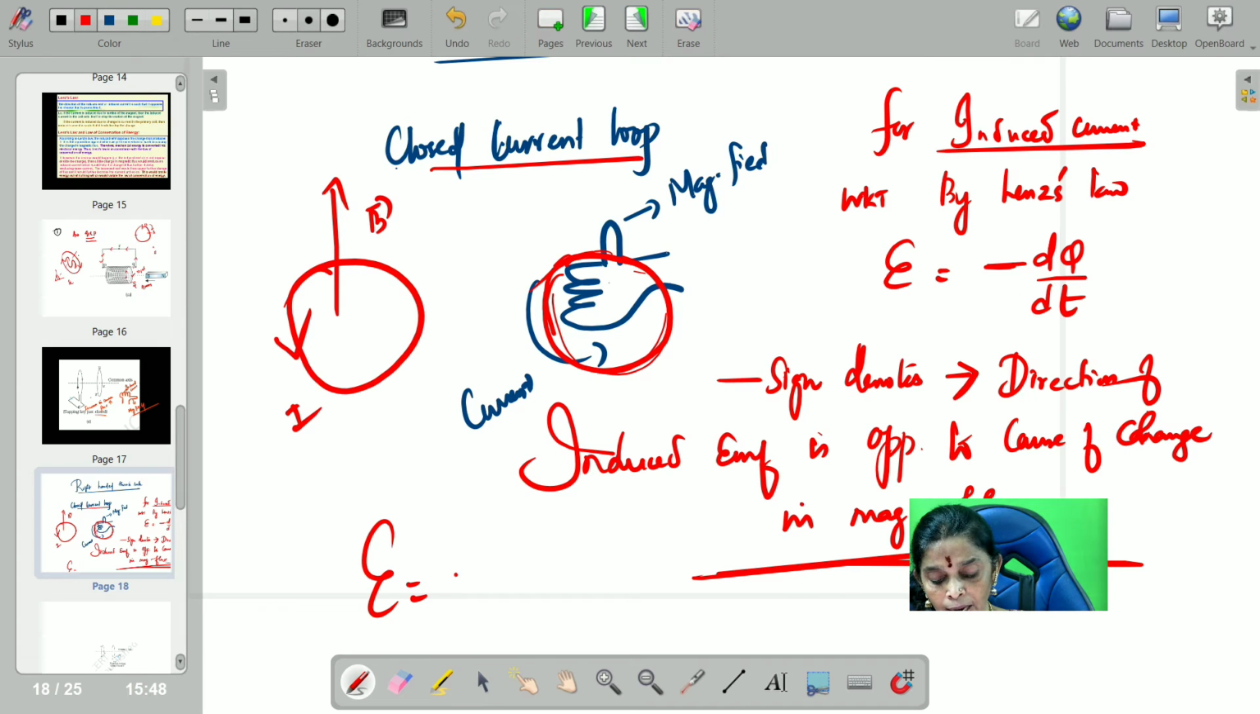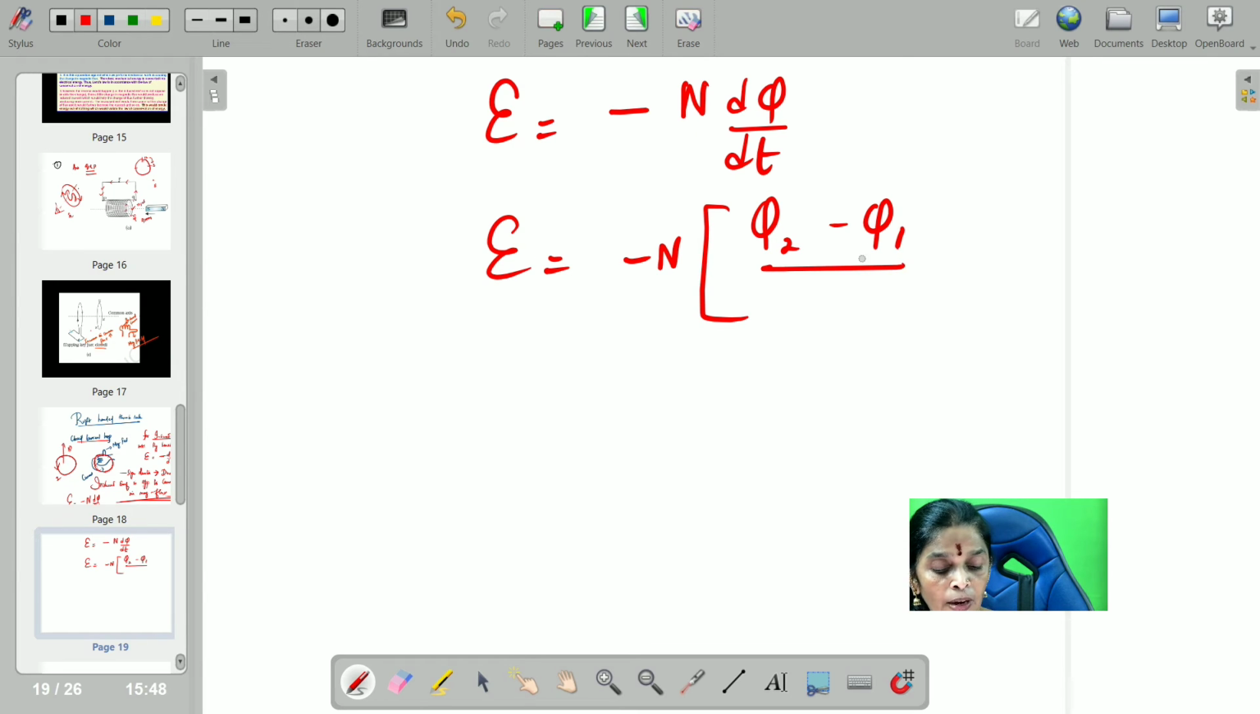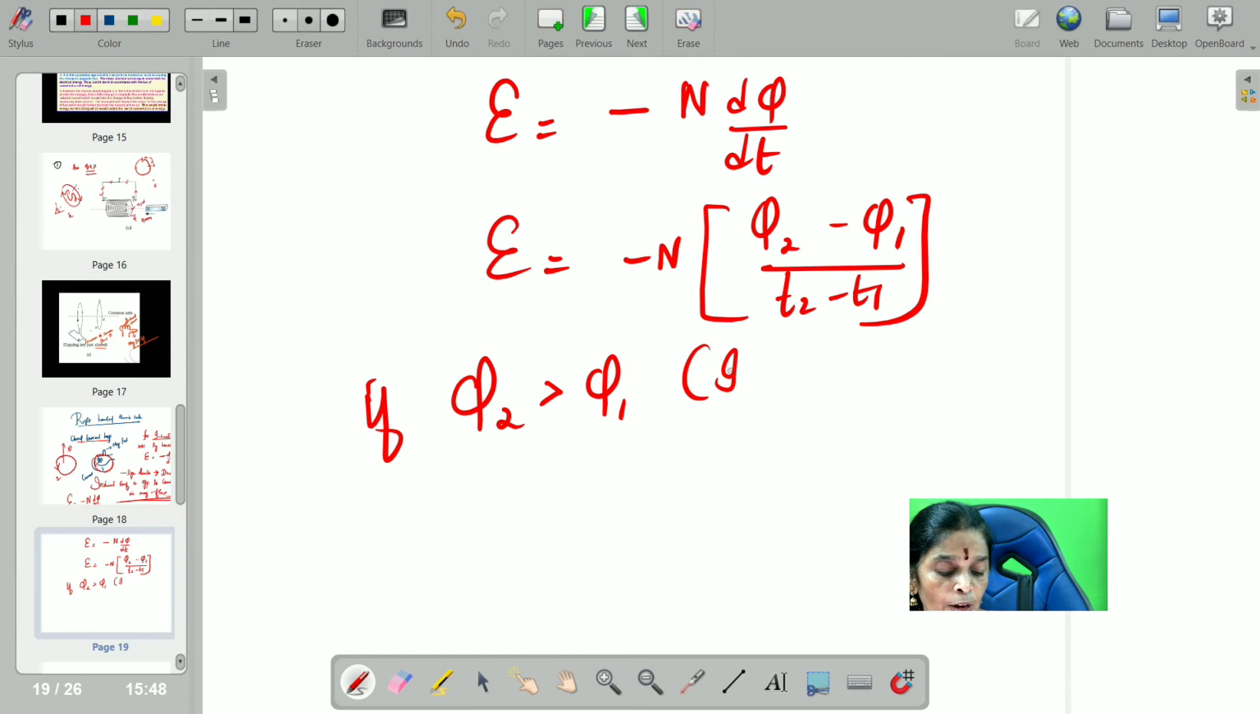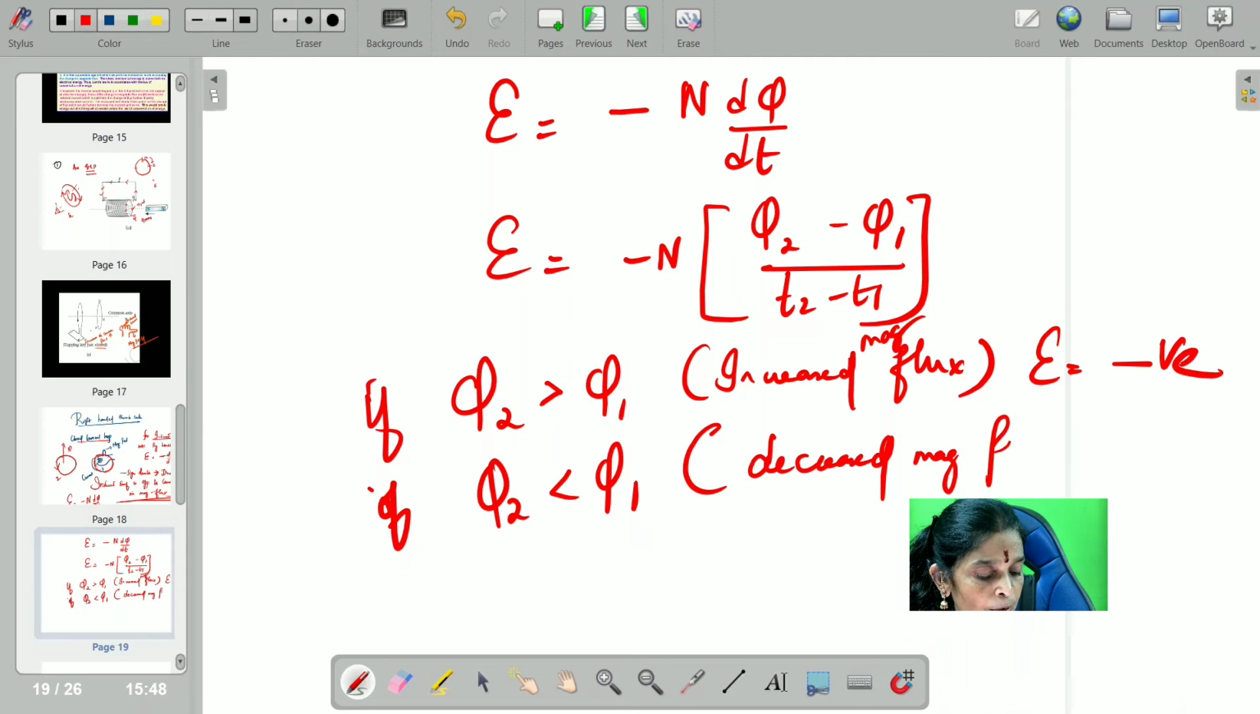For n turns, you can write minus n into d phi by dt. So E is equal to minus n into d phi by dt, or you can write it as minus n into (phi 2 minus phi 1) divided by (t2 minus t1). If phi 2 is greater than phi 1, that is nothing but increased flux. Then EMF is negative. If phi 2 is less than phi 1, that is nothing but decreased magnetic flux. Then induced EMF is equal to what? Positive. This is a tactic and technique to find out.